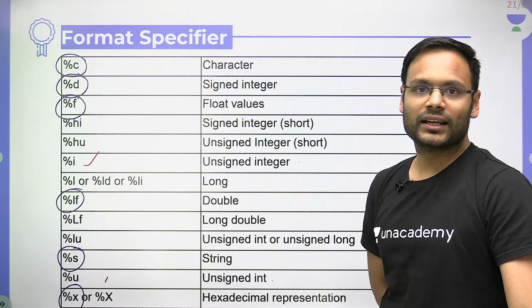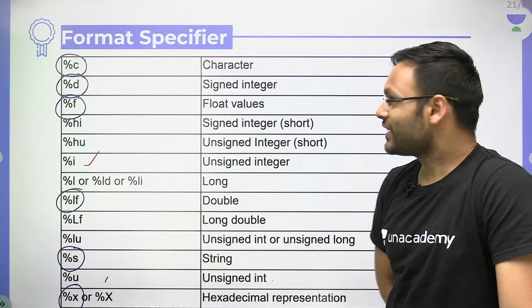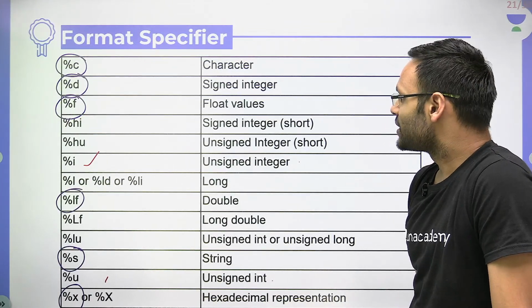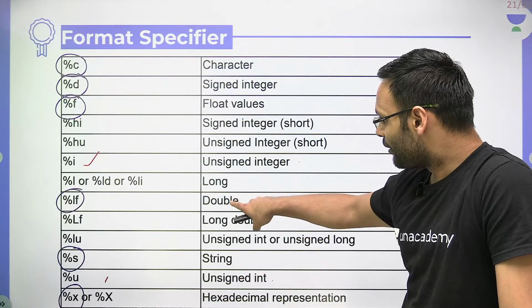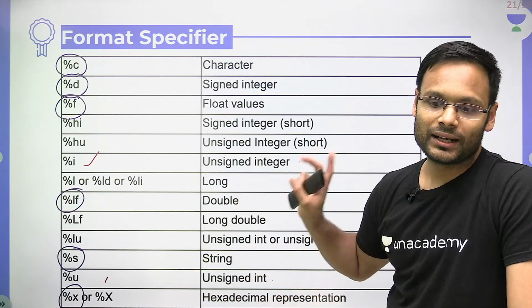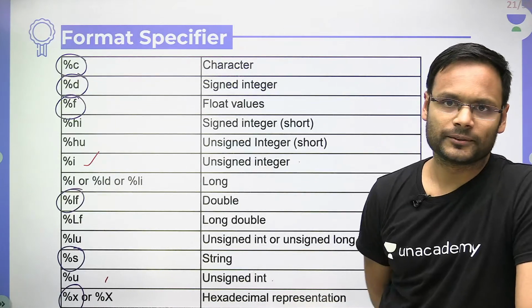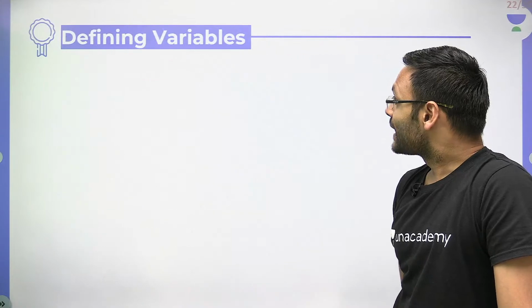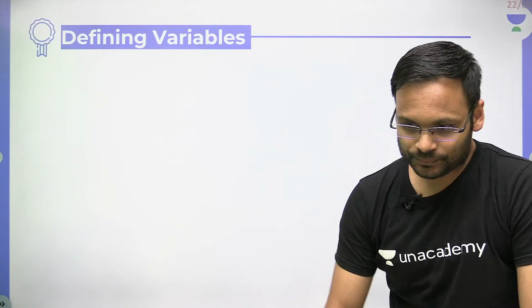If you remember this much, it will work. %c for character, %d for signed integer, %f for float, %lf for double, %s for string and %x for the hexadecimal value. This much is enough. Now the next thing is defining variables.